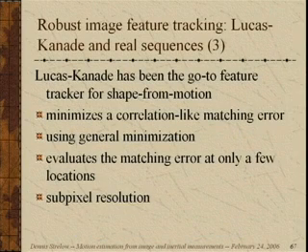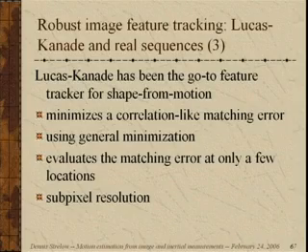Okay, so Lucas Kanade, which I talked a little bit about before, has long been the go-to feature tracker for these types of applications. For example, this is one of the baseline methods implemented in Intel's OpenCV library. And the idea, just to review, is that it minimizes an error like correlation using general minimization. So it's using a second order Gauss-Newton minimization. And it evaluates the matching error at only a few locations.